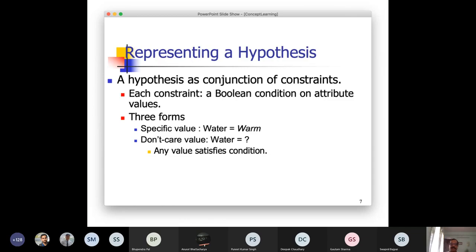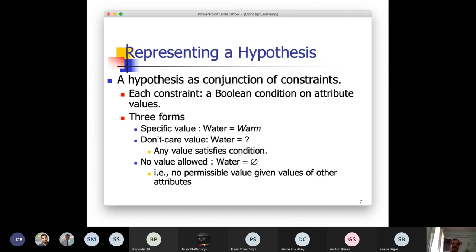So one such case is using a don't care symbol for a particular attribute value. That means whatever the value of that attribute may be, this literal will always be true. So water could be either warm or cool, depending on the attribute values, but it will always be true. And the other literal, the opposite one, is always false whatever the condition of the water.